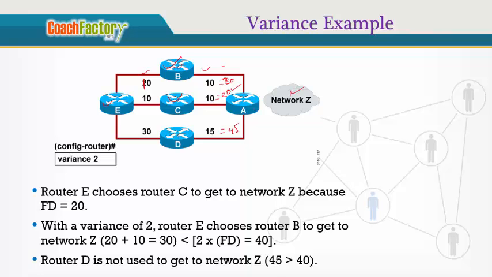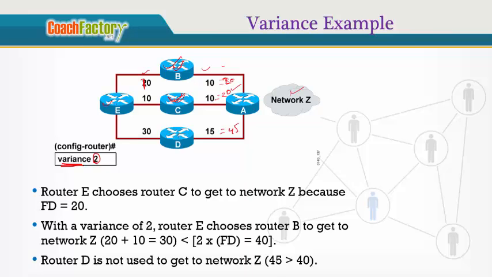But in this case we got a different FD value over here, a different metric. So which one is EIGRP going to choose? It's going to choose the lowest FD value, which is via router C, which got the lowest metric. So if we want router E to choose router B as the best path along with router C, then we need to use something known as the variance command. Then you need to give the variance number. How can we give this variance number?